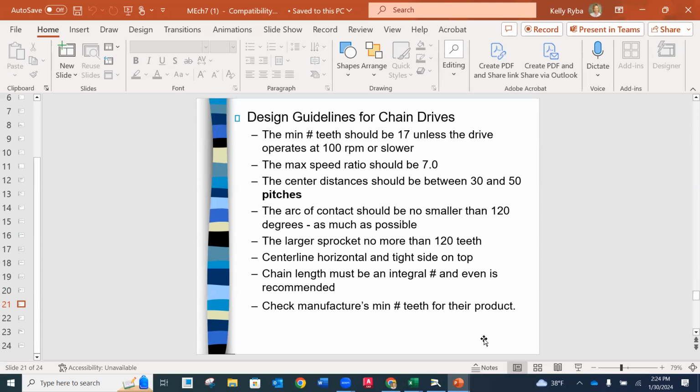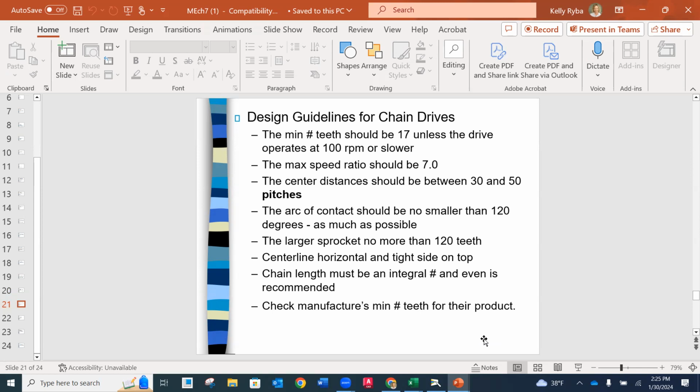Guidelines for chain design. As we look here, I want to go through these because these are things we're going to consider as we fill in our design for the problem we're going to do in a little bit. So you'll notice here that it says the minimum number of teeth is going to be 17 unless the drive operates at 100 RPM or slower. Okay. The maximum speed ratio should not go over 7. So if you need something more than 7, you're going to want to split that up and have multiples, or maybe consider a gearbox or something else. Okay. The center distance should be between 30 and 50 pitches.